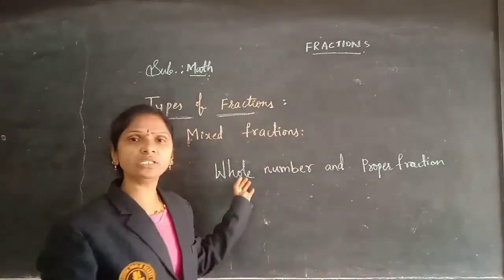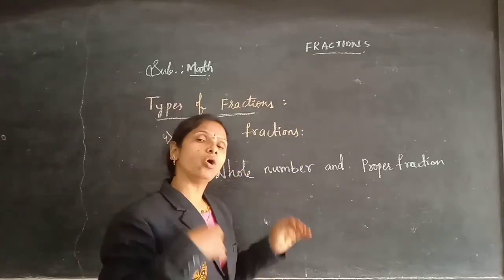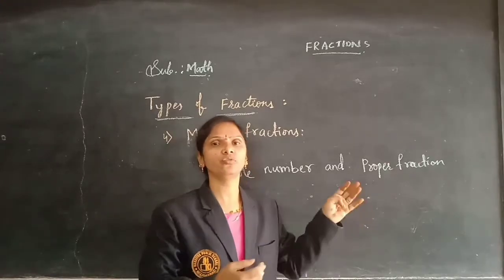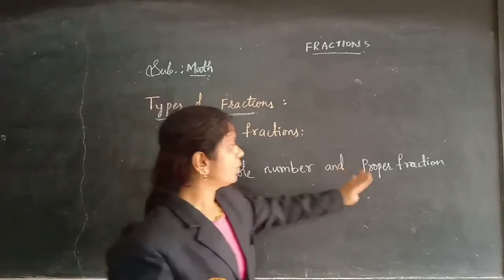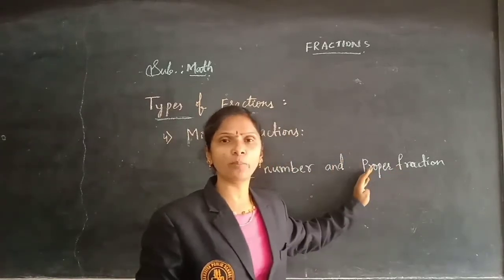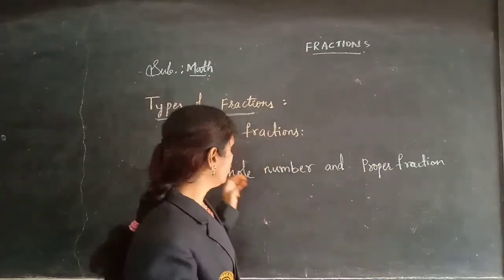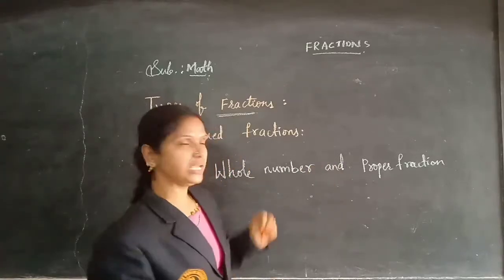So whole number means what, children? Here see, from 0, all numbers are the whole numbers. Means 0, 1, 2, 3, 4, 5. All these numbers come under the whole numbers only. And proper fraction, already I told you, proper means numerator should be smaller than the denominator. So the combination of these two is called a mixed fraction.